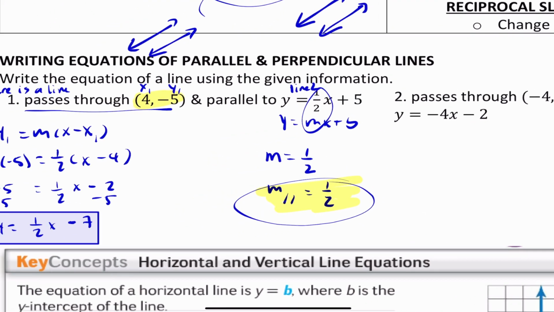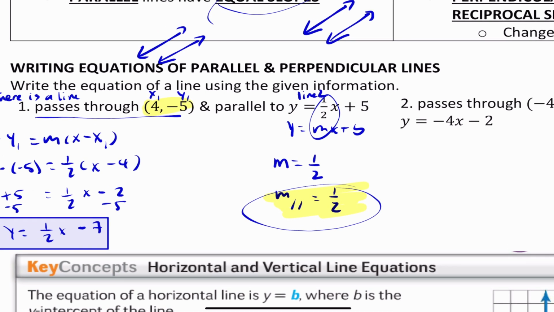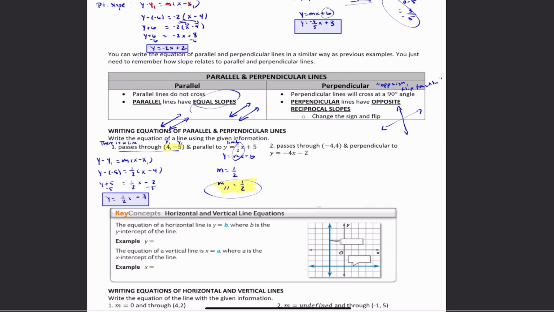So, yeah. Hopefully you understand what the question is saying. Because again, you have a line, we'll call that line 1, that contains this point and is parallel to another line, which is in the form y equals 1/2 x plus 5. And, you know, since they have the same slopes, then you can use that to your advantage. Okay? Let's do this problem.